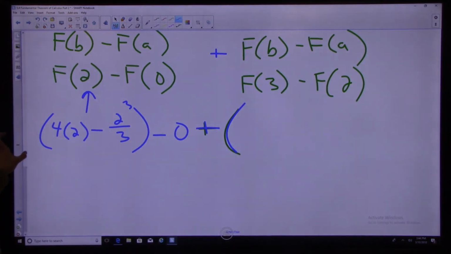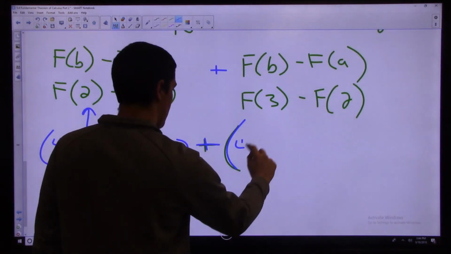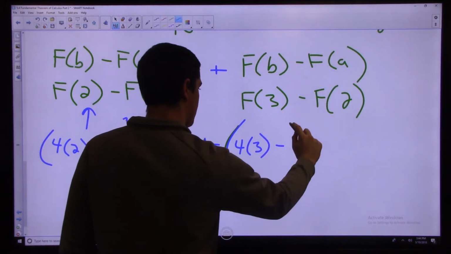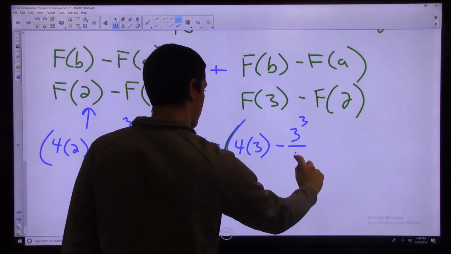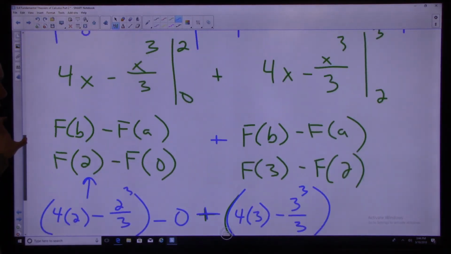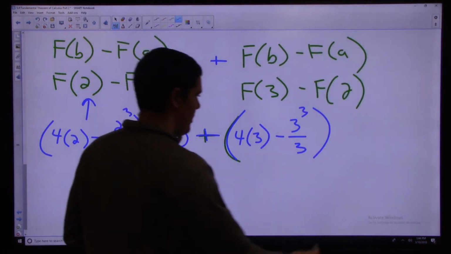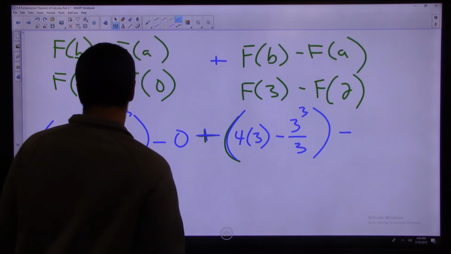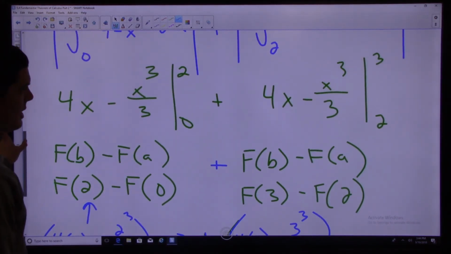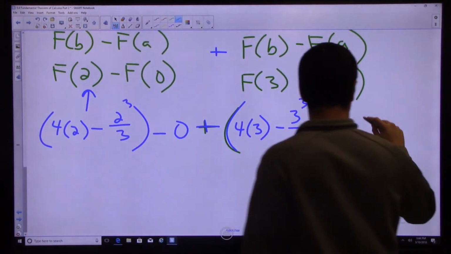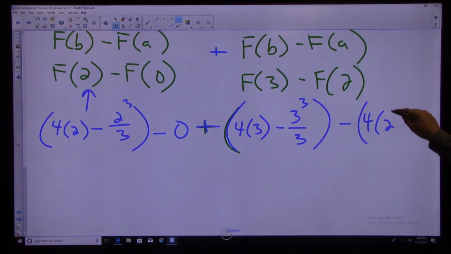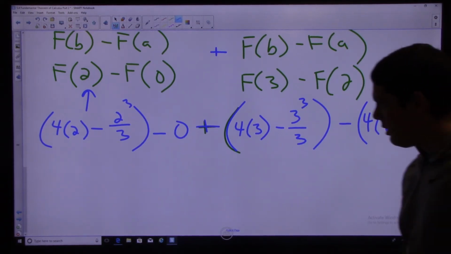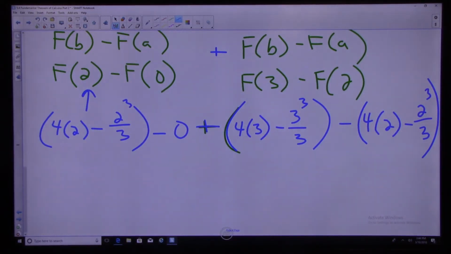So f of 3 is 4 times 3 minus, what is it, 3 cubed over 3, I think. Let me go back up to make sure. Yep. And then we're still going to have this minus 4 times 2, minus 2 cubed over 3. Okay, we just got to do some arithmetic, guys. Let's just do it one step at a time.